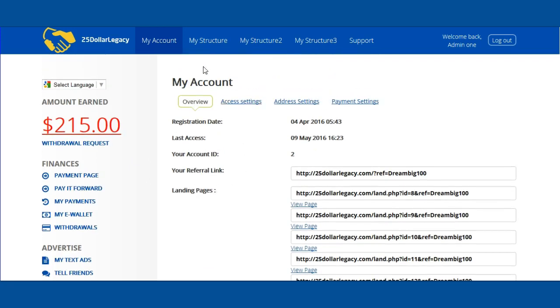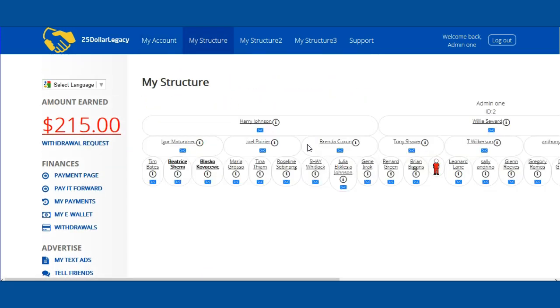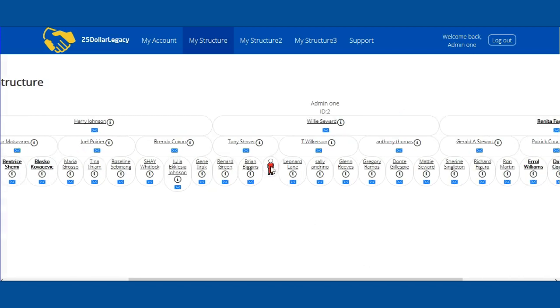That being said, if you notice a red person in your structure, that's because there's going to be a compression and they did not pay. So they will be removed when that compression hits. They'll be gone and they'll be replaced with someone. Let's say this is you here. This is the person that quit, the red person. And then this is the person that's under them.